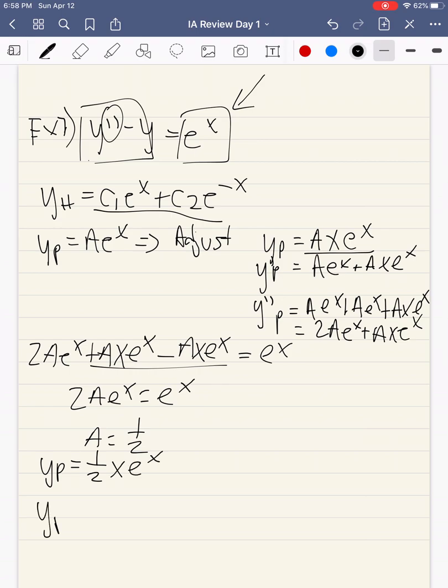So for my final solution, we know we combine our homogeneous and our particular, so we get c1 e to the x plus c2 e to the negative x plus 1/2 x e to the x. And that is our solution.